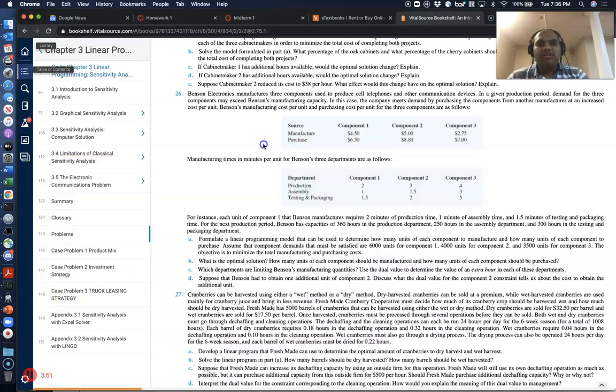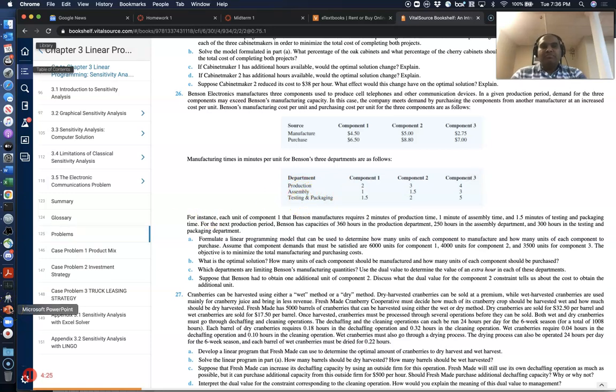Right? Now the constraints are you have production time, assembly time, and testing and packaging time. So you have again 3 departments that you go through, and you have time for component 1, component 2, component 3. But this is only for the components that you make. For the components that you purchase, you're just paying a flat price to buy the finished component. And of course, you have demands for the 3 components. So let's first write down the constraints for manufacture: production, assembly, and testing and packaging. So you have 3 constraints here.